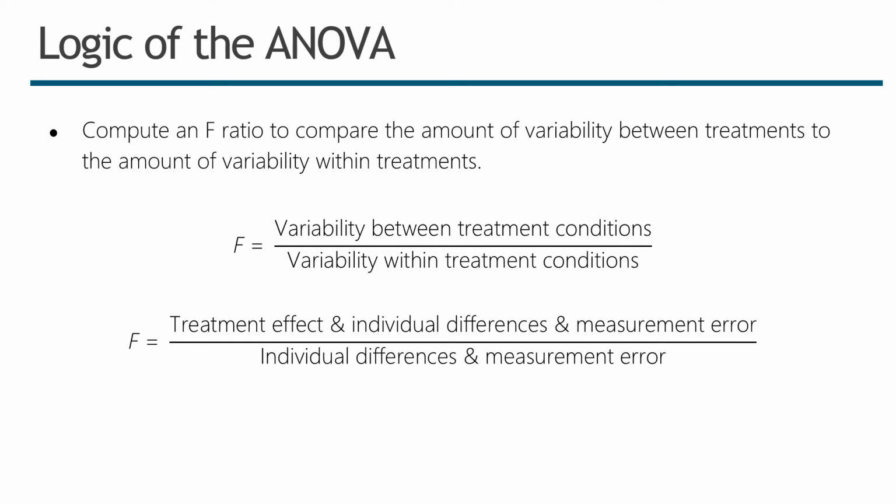In the denominator, you're going to look at the variability within treatment conditions. So within treatment conditions, there's no possibility of a treatment effect because everybody in that condition received the same treatment. But within conditions, the only sources of variability you have are individual differences and measurement error. Right? So you can see if you look at this F ratio that your numerator and denominator are the same with the exception of treatment effects. So if you have a treatment effect, you would expect the numerator to be larger than the denominator.